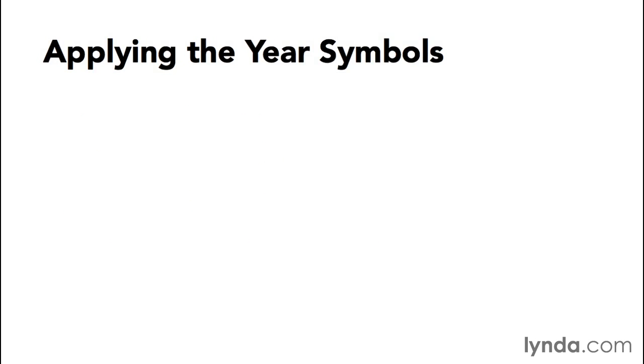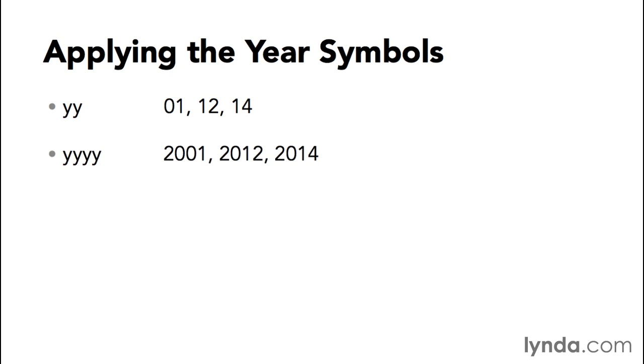Now for years, we only have 2 options. I can use 2 Y's to represent a 2-digit year, or 4 Y's for a 4-digit year. So those are the symbols that we need to use in the expression. We can also mix in any other symbols like hyphens, periods, slashes, and so on to format our dates in any way that we want. So let's go ahead and apply some of these back in Access.